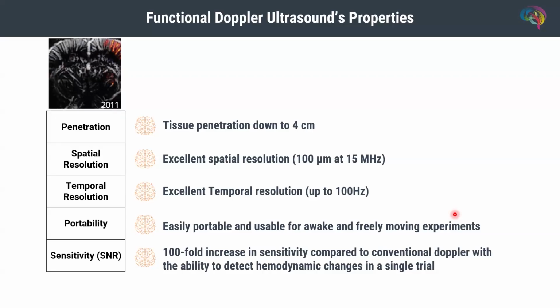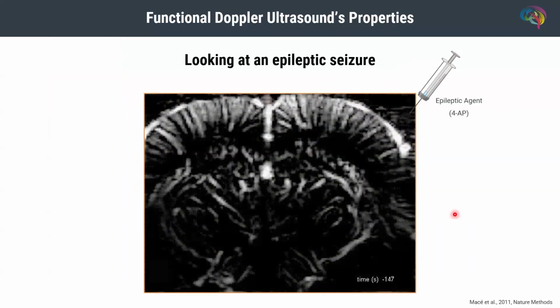So what does all of this translate into? Well, for example, we can look at epileptic seizures induced by a pharmacological agent with a spatiotemporal resolution and sensitivity that are really unprecedented. You see here neuronal depolarization spreading through the cortex and in subcortical nuclei.